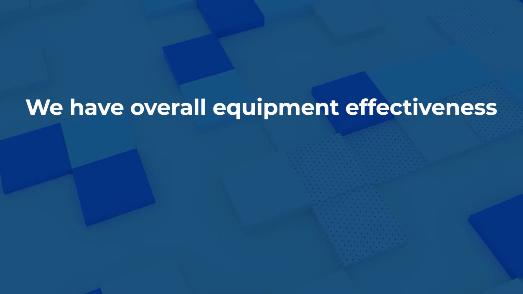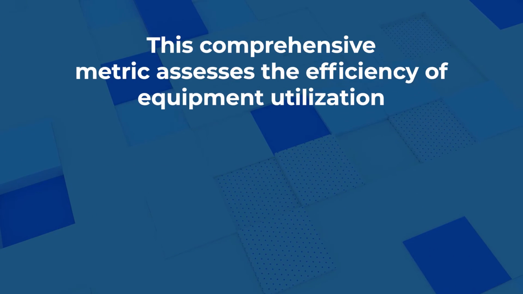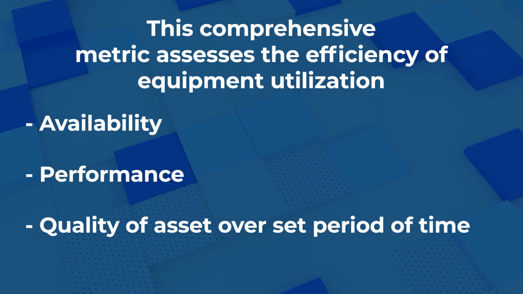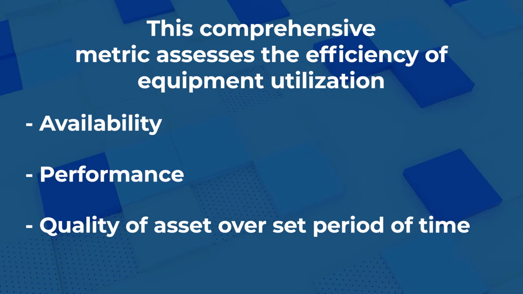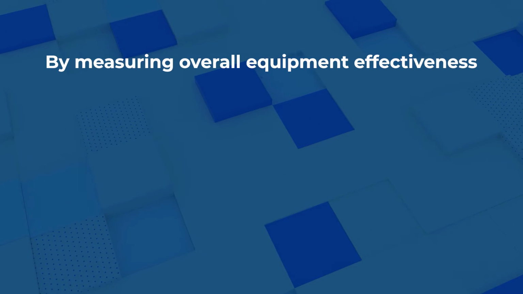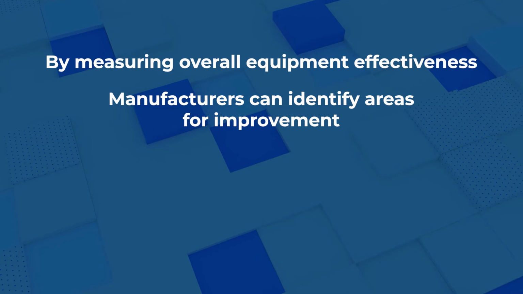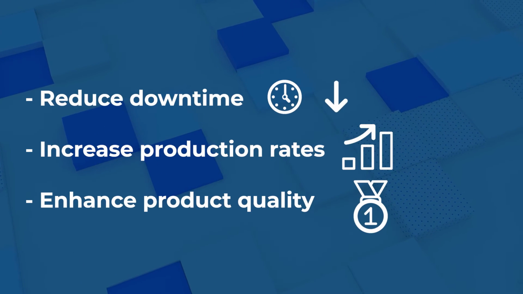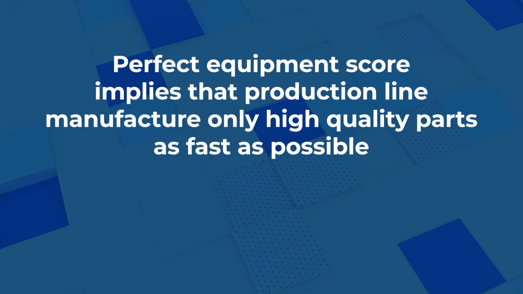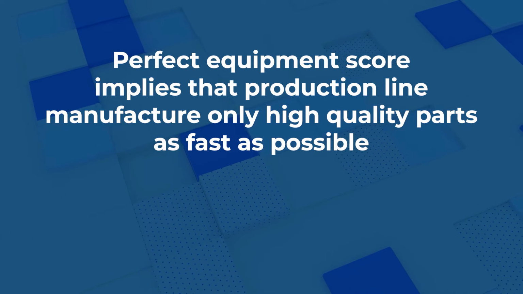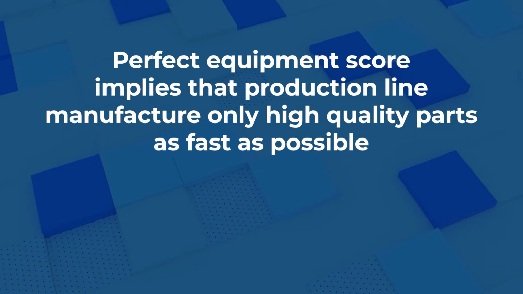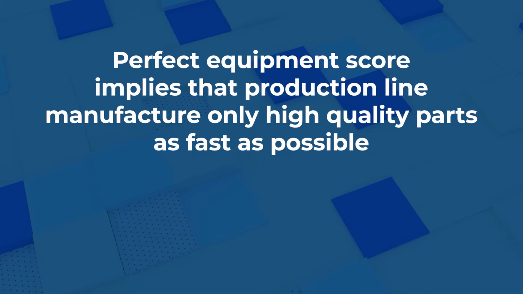First up, we have overall equipment effectiveness. This comprehensive metric assesses the efficiency of equipment utilization by looking at availability, performance, and quality of an asset over a set period of time. By measuring overall equipment effectiveness, manufacturers can identify areas for improvement, such as reducing downtime, increasing production rates, and enhancing product quality. A perfect overall equipment effectiveness score implies that a piece of equipment or production line is manufacturing only high-quality parts as fast as possible without stopping.